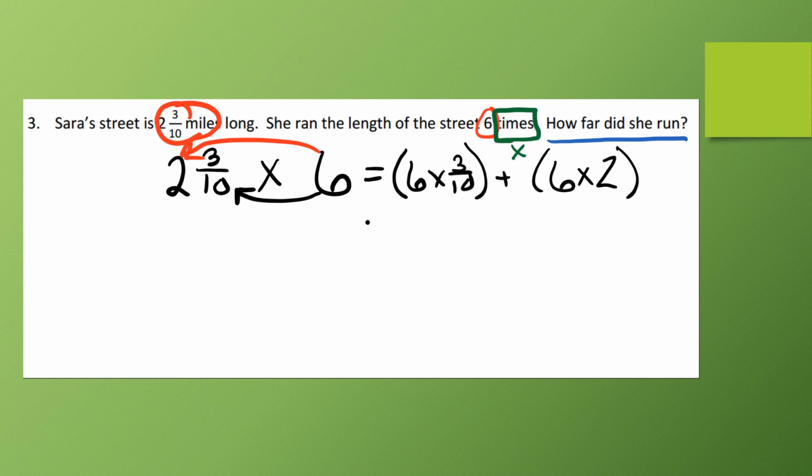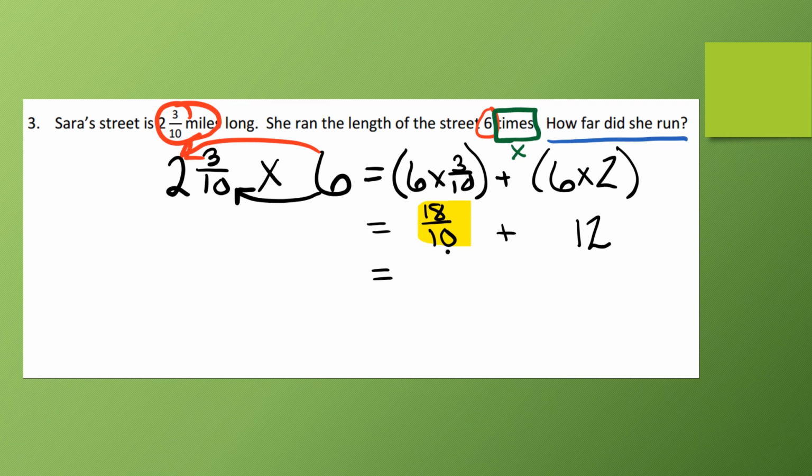And now all I have to do is solve. 6 times 3/10, multiply from the top, divide from the bottom. So 6 times 3 is 18. Keep the tenths. 6 times 2 is 12. Notice I put the answers to the parentheses directly underneath the parentheses so I know what matches and what goes together. Now if I look at 18/10, this is an improper fraction. I need to change that.